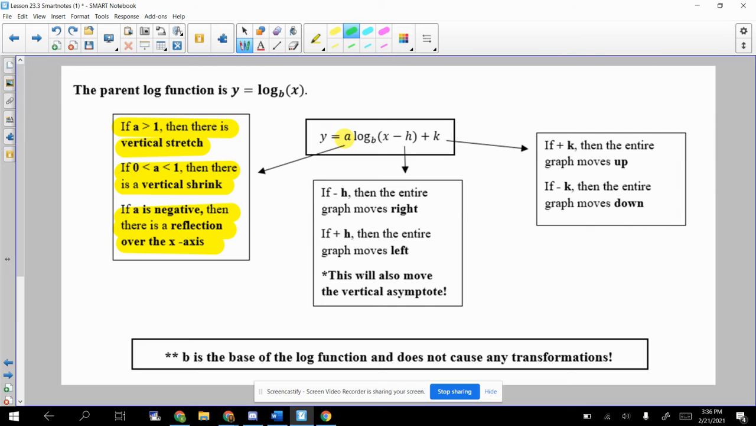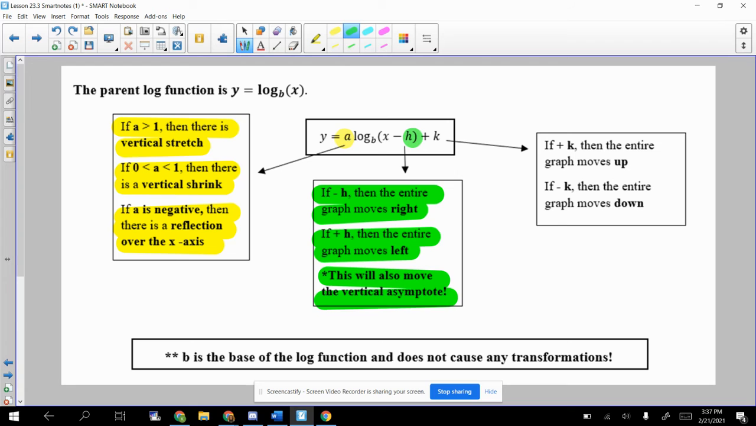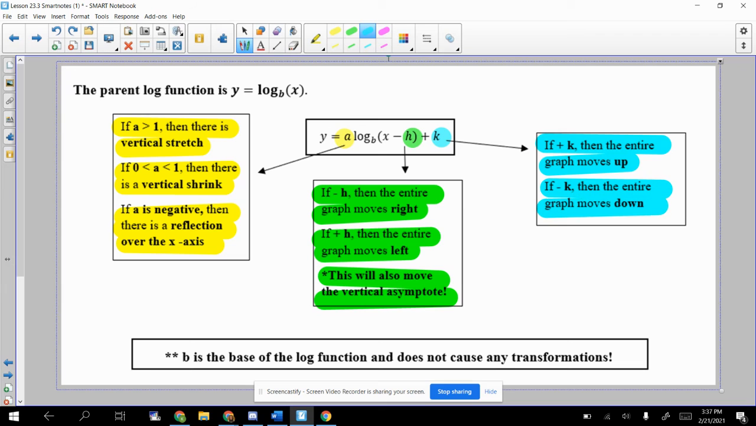If there's an h value, you can see that there. If it's negative h, it moves to the right. And if it's positive h, it moves to the left. And this is what helps you with your vertical asymptote. When it's the plus k for an exponential, that helps you with the horizontal asymptote. But now because it's moving left or right and we have a vertical asymptote, the h value is going to help you. And last you have your plus k, which is going to move it up or down. If it's positive, it's going to go up. If it's negative, it's going to go down.